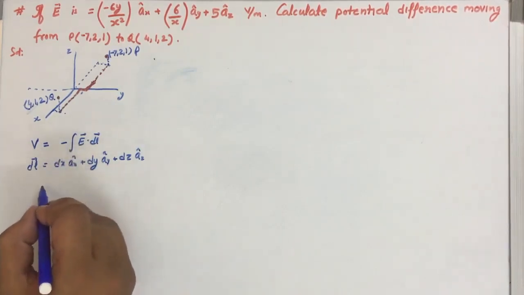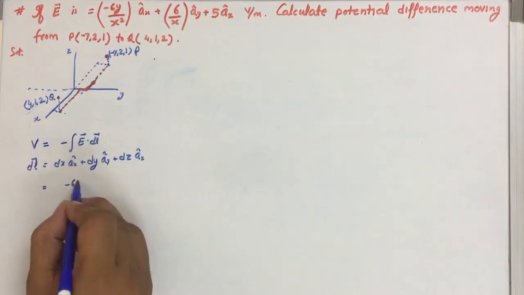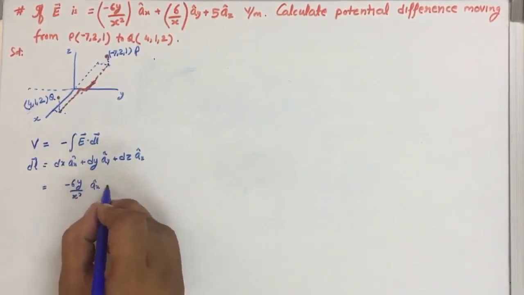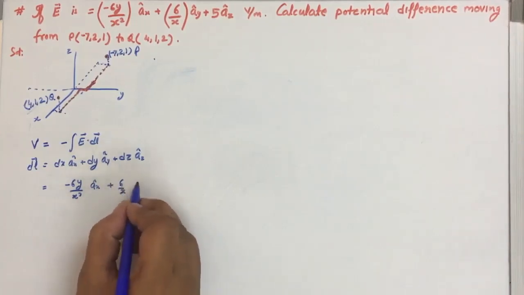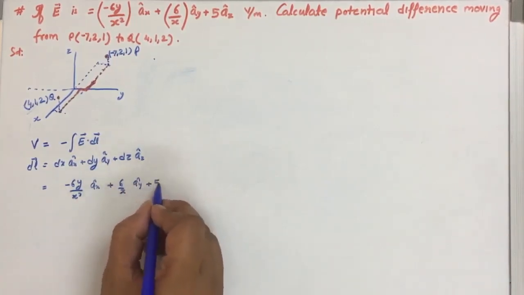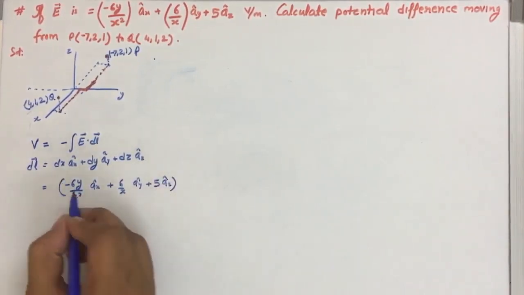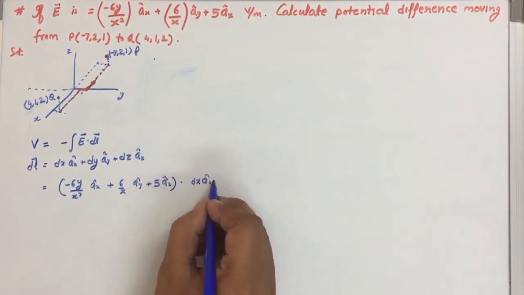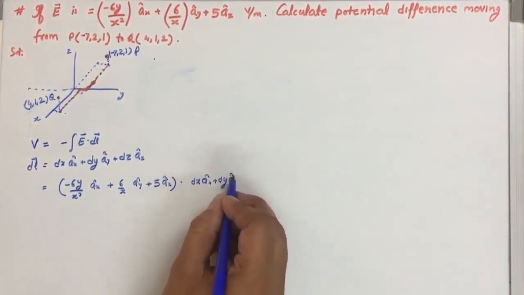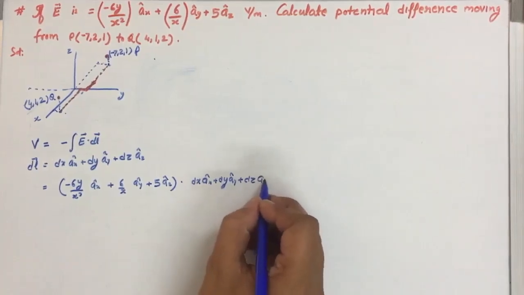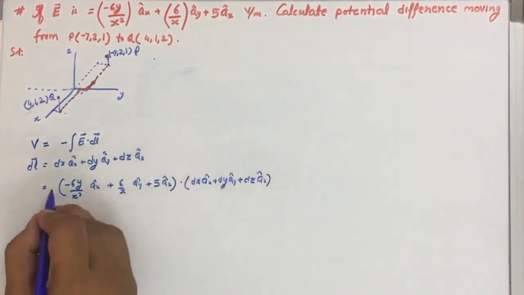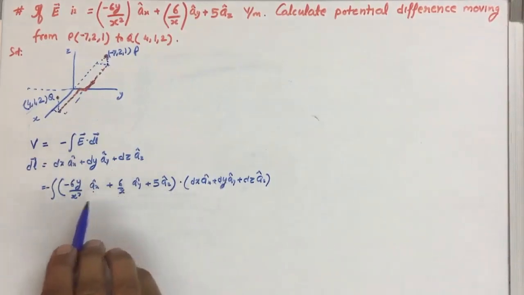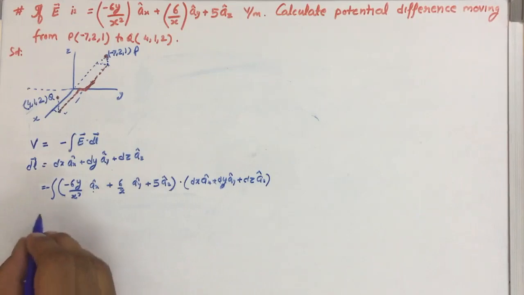Solve this. E is given as -6y by x square in the direction of ax, plus 6 by x in the direction of ay, plus 5az. Now we will do dot dl, which is dx ax, plus dy ay, plus dz az. Now integrate this. Let us just do the dot product, then integrate.